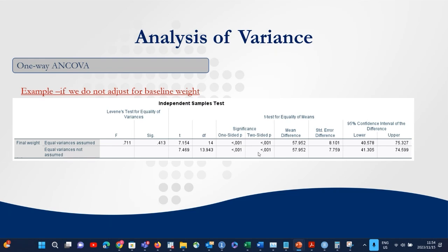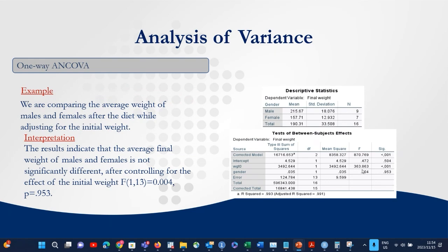So if I don't account for that initial weight, I will say that there's a difference. But when I account for the initial weight, I see that there is no difference. So that's why it's important to account for the variables that, if you can measure them, can influence your outcome, so that they don't mask your results such that you attribute the differences to something that's actually not really there. I hope you can see it.